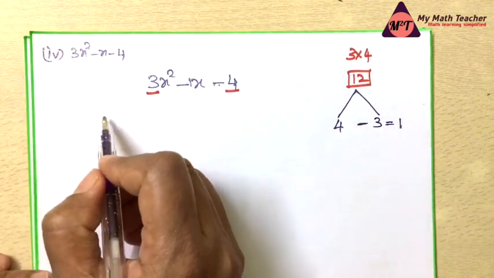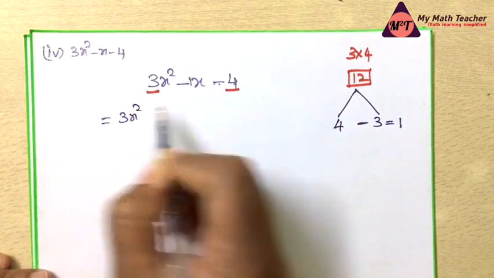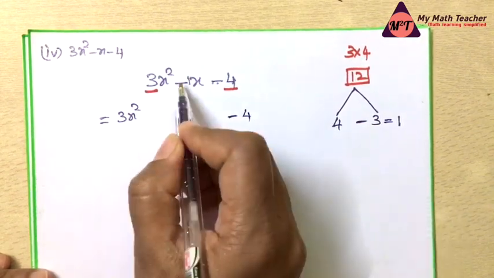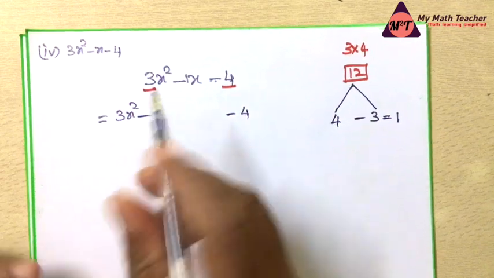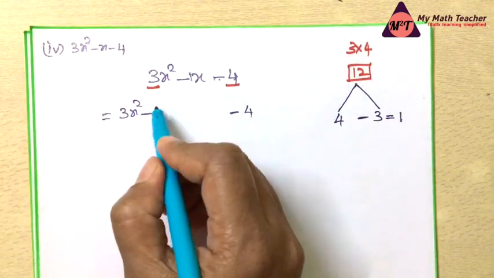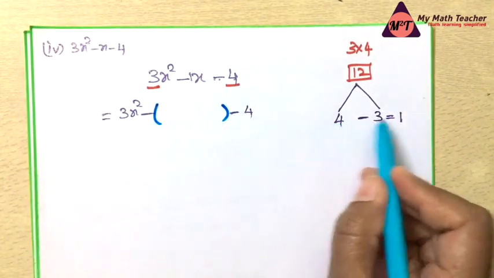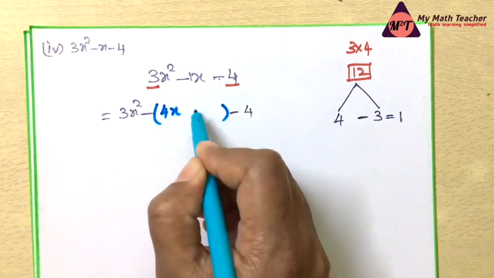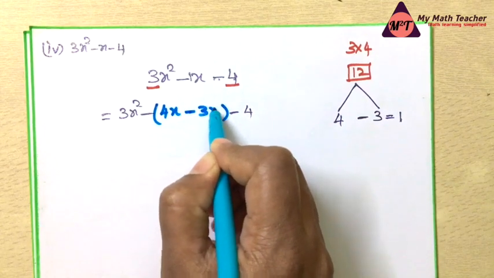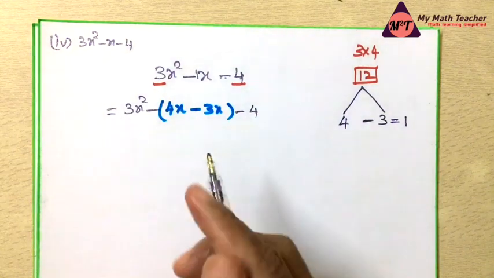Now let us apply here. That is 3x square. The last term is 4. Now what is the symbol here? Minus. I am opening the bracket to write the middle terms. What are the terms? 4x minus 3x.